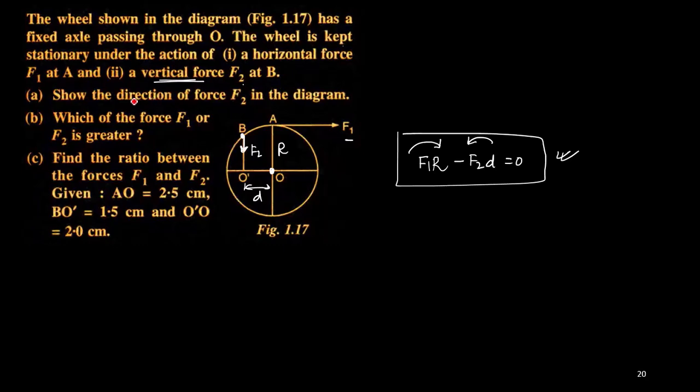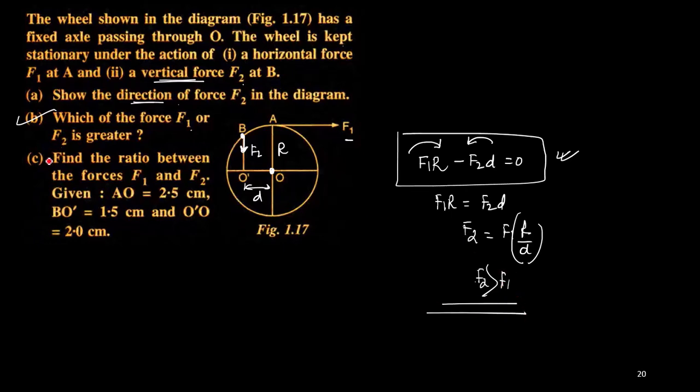So your first question is the direction of F2 in the diagram. Now which of the forces F1 or F2 is greater? We know that F1 into R should be equal to F2 into D. So F2 equals F1 into R by D. Now clearly from the diagram it is known that R is more than D. D is O prime O. So since D is less, F2 is more. That means F2 should be more than F1 for the body to be in equilibrium.